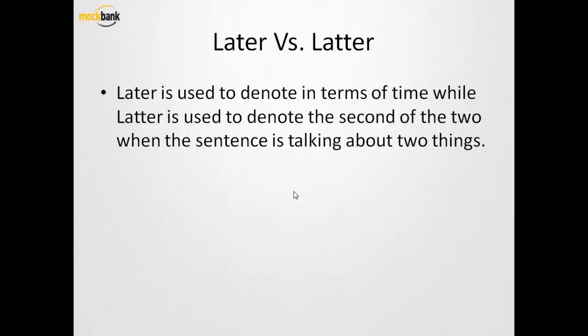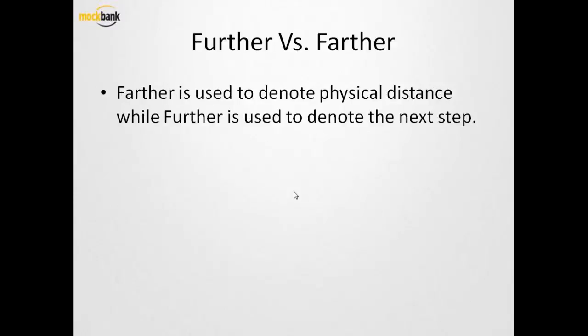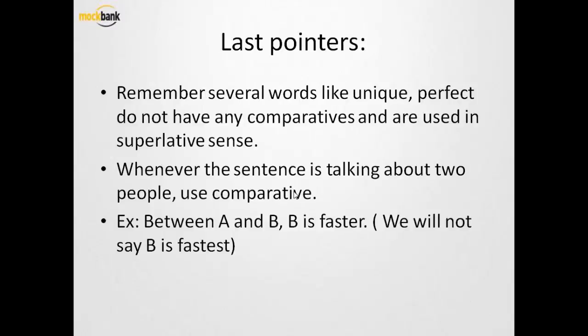A couple of words are confused a lot and are used in comparatives and superlatives; these are easy marks. Later is used to denote time, while latter is used to denote the second of the two when the sentence is talking about two things. Elder versus older: whenever there is a comparison within the family, we use elder. Whenever there is a comparison outside the family, we use older. Farther versus further: farther is used to denote physical distance, while further is used to denote the next step.